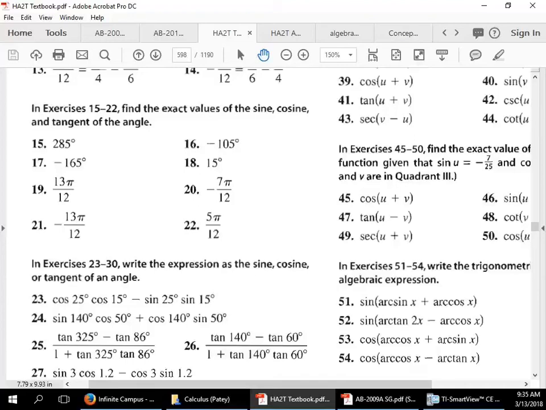Look at those silly fractions. Okay, so how do you split up these? We have to find the exact values of sine, cosine, and tangent. So we're going to split this angle up so that we can use the sum and difference formulas. Nasty. How do you do that?